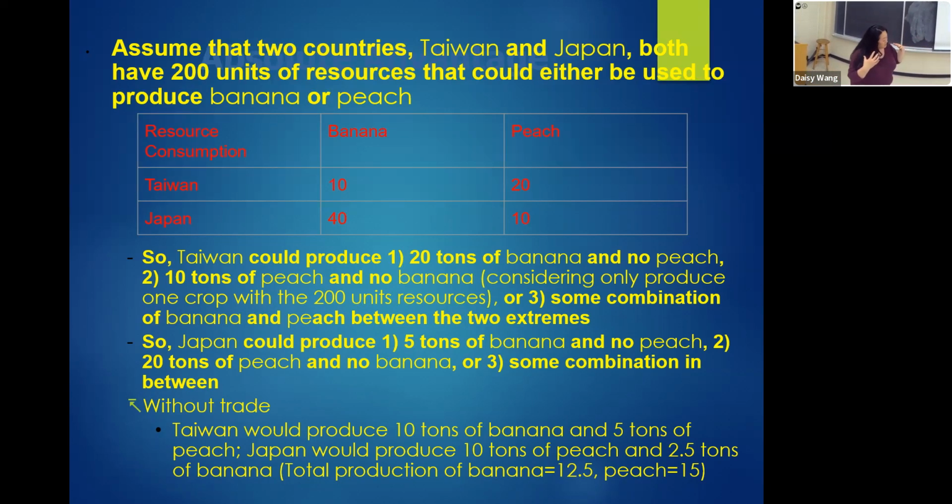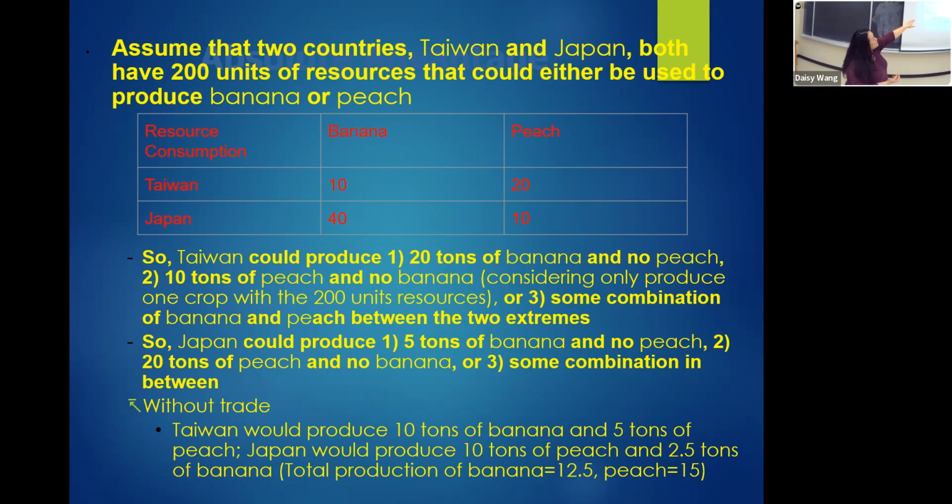Anyway, assume they both have 200 units of resources. We try to be vague, so it could be land or fertilizer or whatever labor you need. And they could be used to produce banana or peach, okay? Taiwan is famous for growing bananas. Japan, for some reason, Japanese love bananas from Taiwan. And we love peach. Japan has very good peach. Taiwan has very few because peach needs to be grown in a colder climate. Taiwan is a little too hot. Banana is a tropical fruit, so it is difficult to get in Japan.